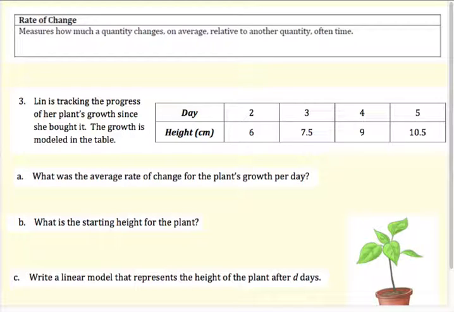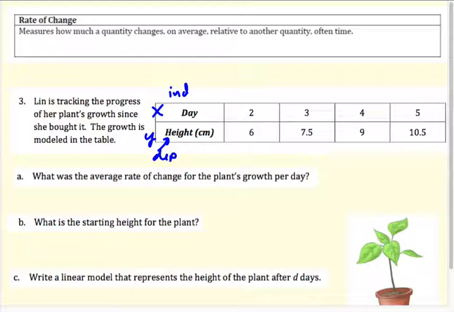Rate of change. Rate of change is basically the same thing as slope. It measures how much a quantity changes on average relative to another quantity, often time. In this case, my time is day. So this is like my x, and the height depends on the day. So this is my dependent variable, and this is my independent variable, if you want to describe them as x and y.